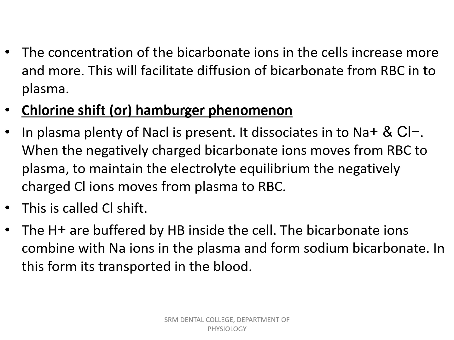So chloride shift or Hamburger phenomenon. This phenomenon is very important, which we call the chloride shift. In plasma, plenty of NaCl is present. It dissociates into Na+ and Cl-. When the negatively charged bicarbonate ions move from RBC to plasma, to maintain the electrolyte equilibrium, the negatively charged chloride ions move from plasma to RBC. This is called chloride shift.